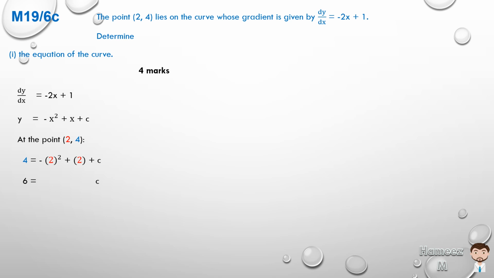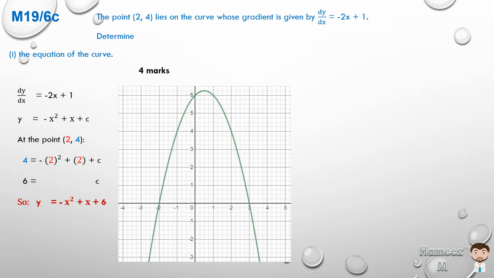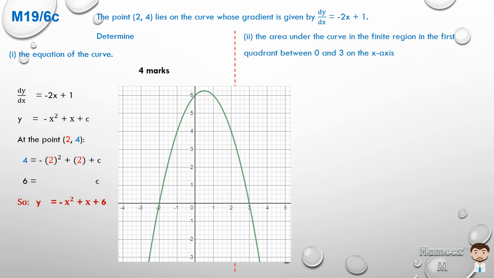As such, the equation of this particular curve is y equals minus x squared plus x plus 6, an inverted quadratic. So let's bring up a little sketch so students can follow what's happening. Part 2. Determine the area under the curve in the finite region in the first quadrant between 0 and 3 on the x-axis. So let's indicate that in blue. So what we're trying to find is that area there.